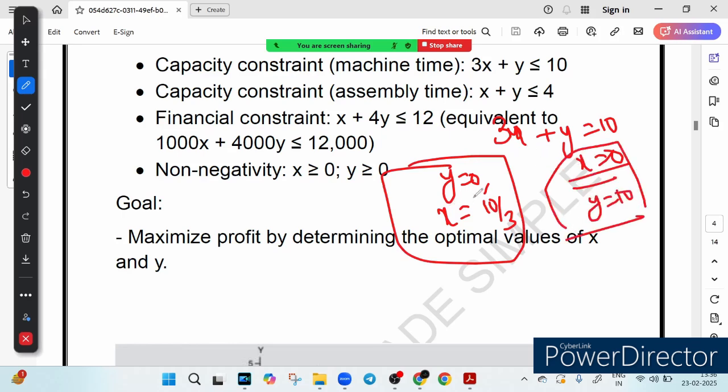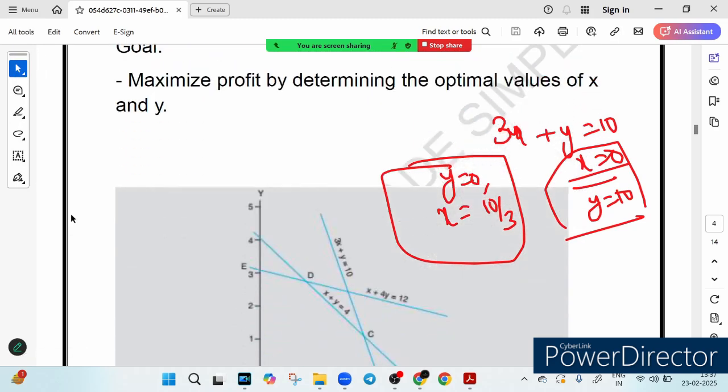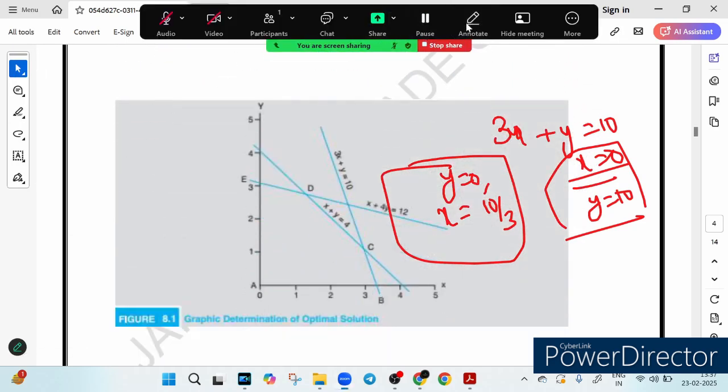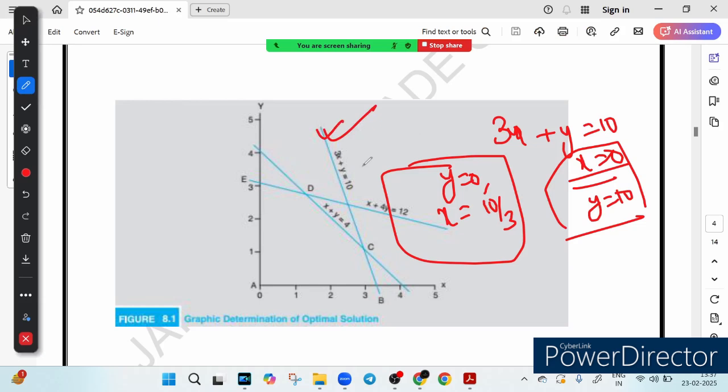So we get 2 coordinates. At x is equal to 10 upon 3, y is 0. So now let me plot it on the graph. You can see this particular graph, this one we are talking about. I am highlighting it. So at this point it is 10 upon 3, right? And similarly, if you extend it, it will go somewhere at 10. So this is how we plot this particular graph.